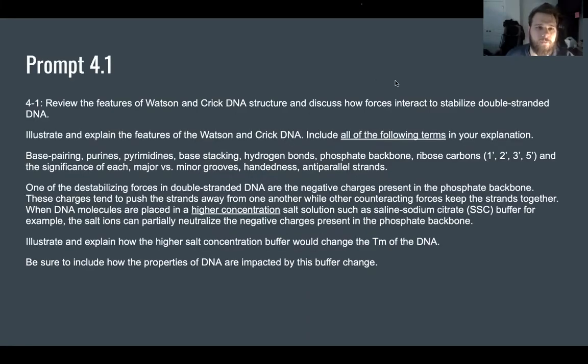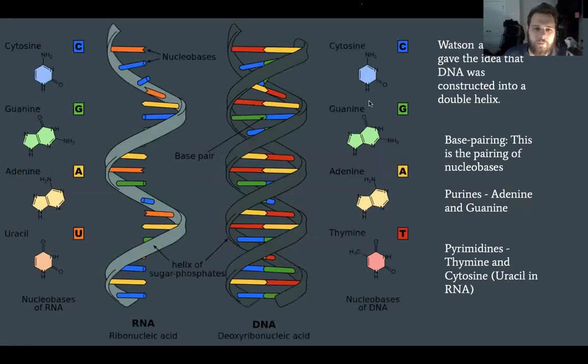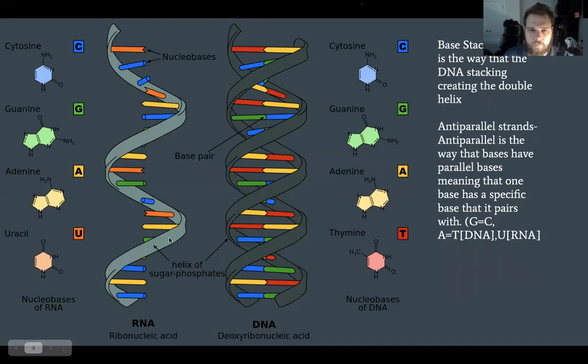I decided to do prompt 4.1, and right here we can see a picture of both DNA and RNA and all of the possible bases. Watson and Crick gave the idea of DNA being constructed as a double helix. Base pairing is the way that nucleobases are paired together. Purines are adenine and guanine, while pyrimidines are thymine and cytosine, or uracil in the case of RNA.